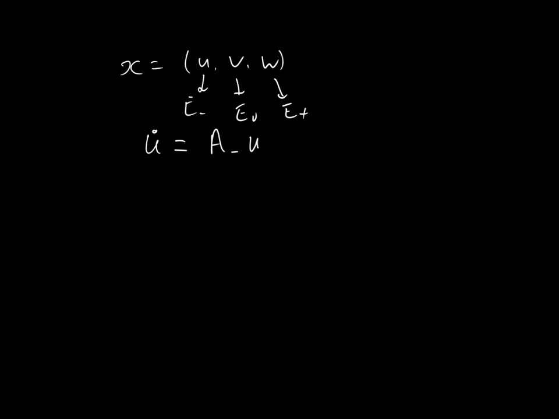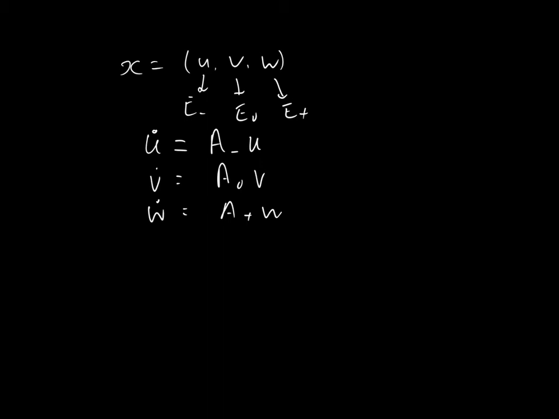So this means we could choose coordinates x equal to (u, v, w), where u is in E minus, v is in E0, and w is in E plus. In these coordinates we could write it as u dot equals A minus of u, v dot equals A0 of v, and w dot equals A plus of w. So we've somehow decomposed it into three different pieces.